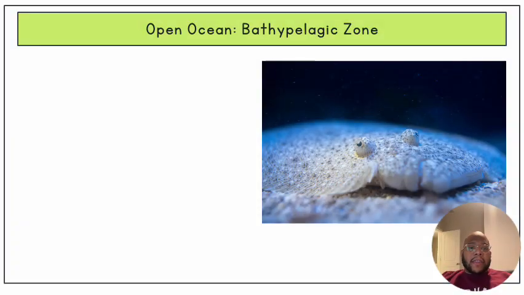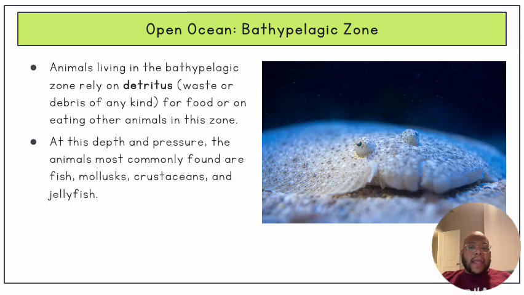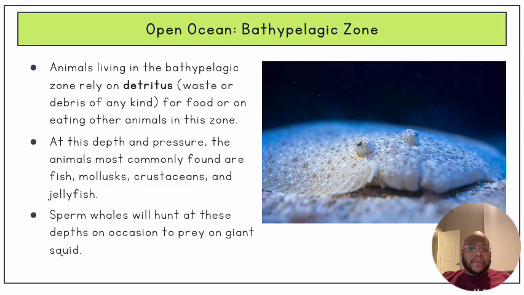Then we have the bathypelagic zone. Animals living in the bathypelagic zone rely on detritus for food or eating other animals in this zone. And detritus is just waste or debris of any kind. At this depth and pressure, the animals most commonly found here are fish, mollusks, crustaceans, and jellyfish. Sperm whales will hunt at these depths on occasion to prey on giant squid.